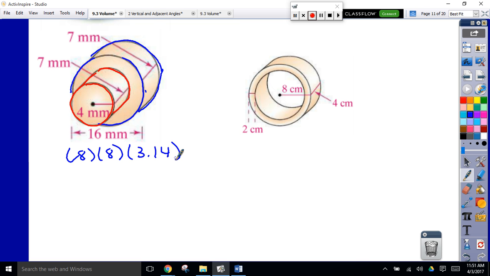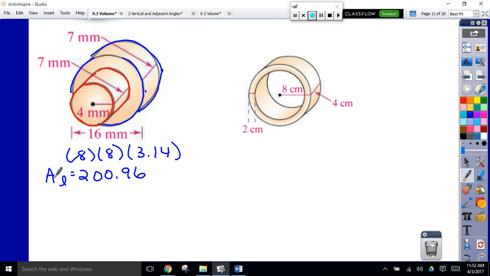It's like 200.96. Okay. So that is the volume of the large cylinder. Now let's find the volume of the small cylinder. Wait a second. No, sorry, that's not the volume, that's the area. Wait, let me back up. That's the area of the large circle.